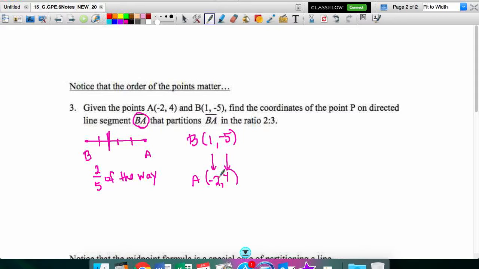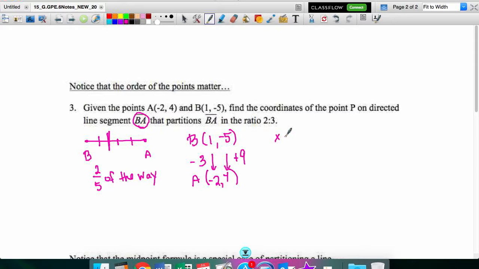To calculate my distance, I'm going to take the second x value, in this case -2, take away the first. -2 minus 1 gives me a -3 distance. So notice this is the exact opposite of problem 1 because we're going in the opposite direction. Our second y coordinate is 4, and we're going to take away -5, giving us a +9 difference in our y's.